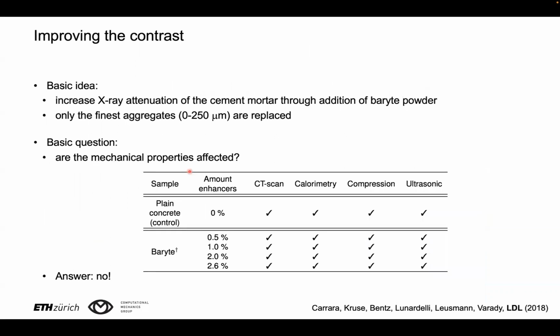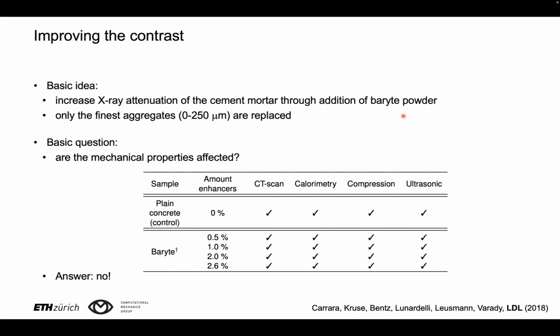So what is the basic idea? Now, this is work which was performed essentially by Pietro Carrara and Roland Kruse at the TU Braunschweig in collaboration with the group of concrete materials of the TU Braunschweig, and also in collaboration with Dale Benz from the National Institute of Standards and Technologies, the NIST in the US. The basic idea was to increase the X-ray attenuation of the cement mortar by adding some barite powder to it.